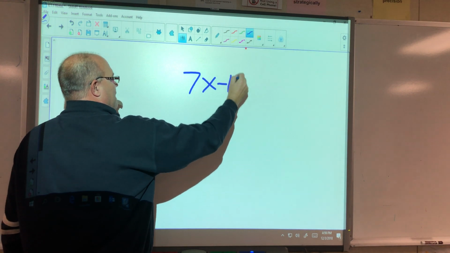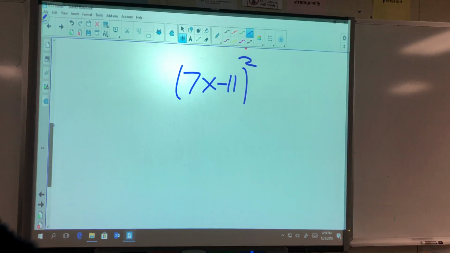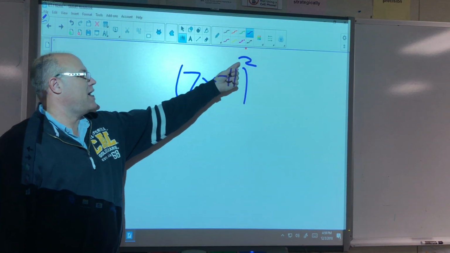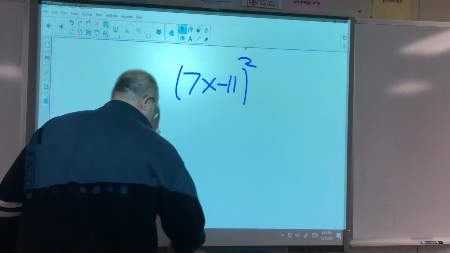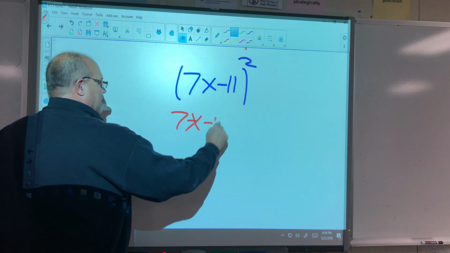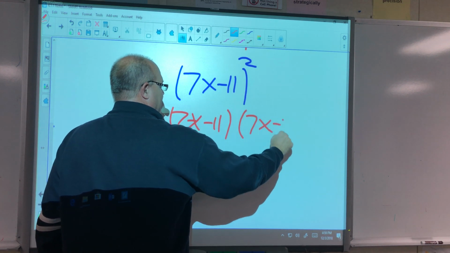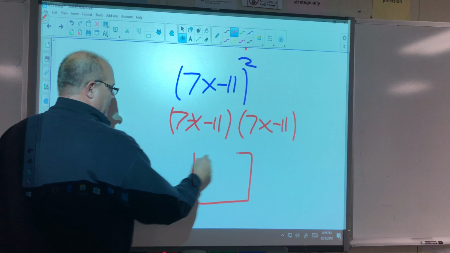7x minus 11 as a binomial square. Okay? What does this mean? Well, here's our base, 7x minus 11. The exponent's 2. So what this means, and what you need to understand, is that this means 7x minus 11 multiplied by 7x minus 11. Okay, so we're going to go ahead and multiply that.